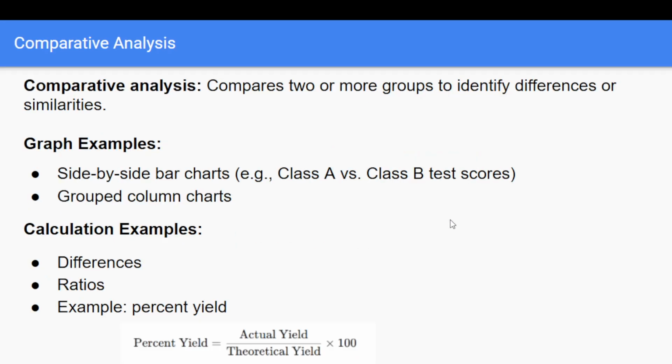With comparative analysis, you can still use some of the same types of graphs, like you can use bar graphs, but you would use it to compare one category versus another. And then with your calculations, it would be differences and ratios. Percent yield is a good example of that, where you're getting the percent yield, how much of the product that you produce based off of what you should have gotten versus what you actually did.